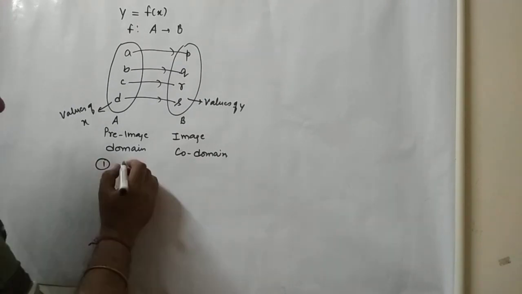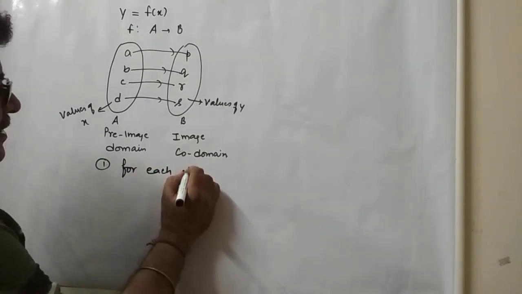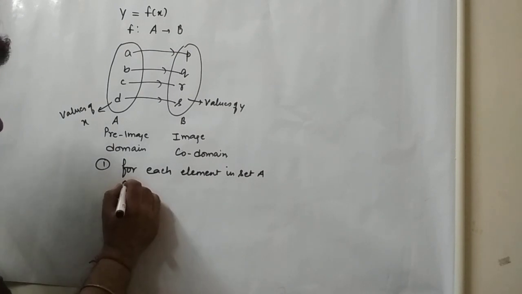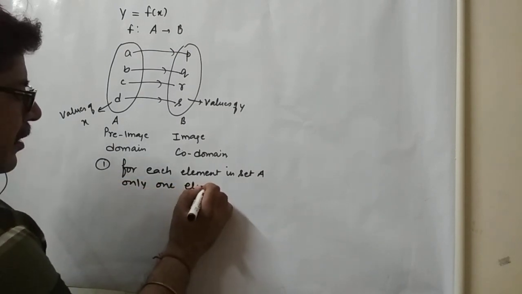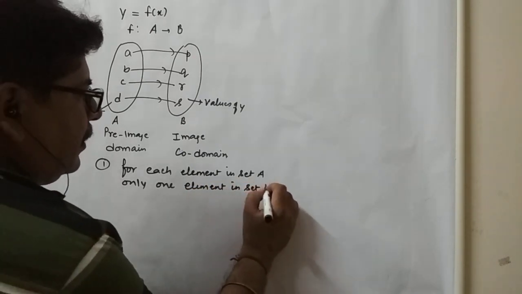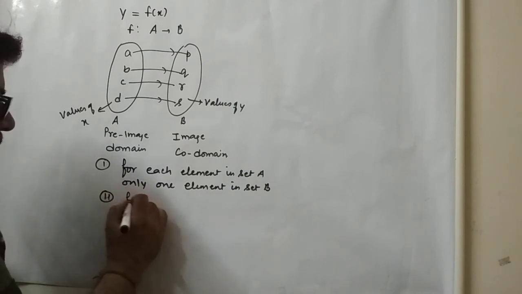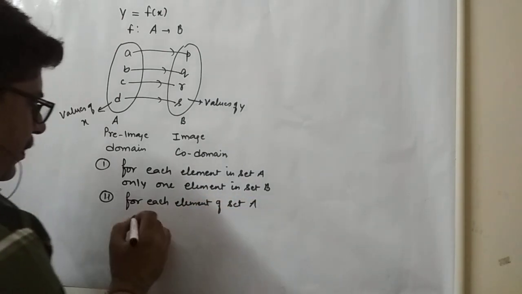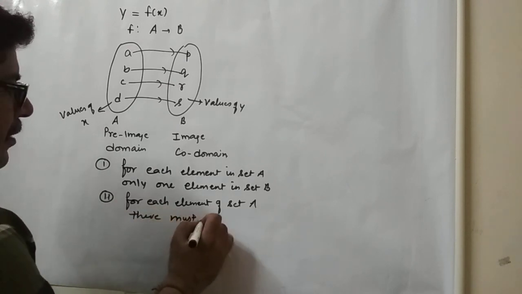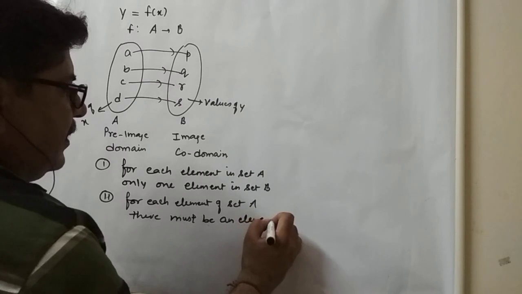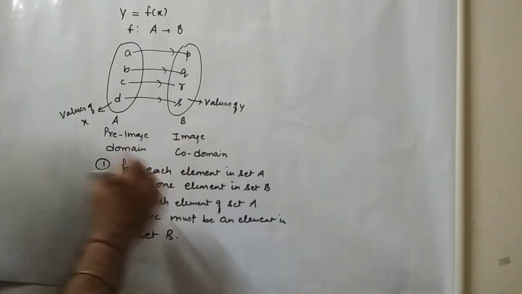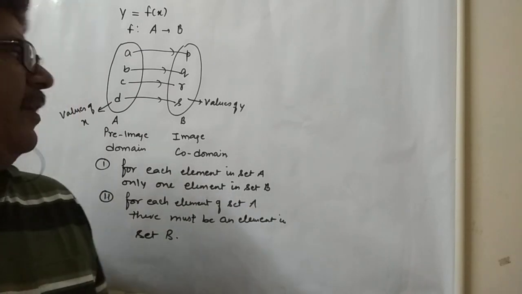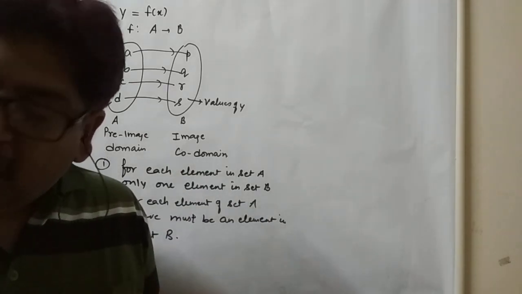So first point, for each element in set A, only one element in set B, and second point, for each element of set A, there must be an element in set B. So these are 2 points which we must take care of while defining a relation as a function. Got the point?